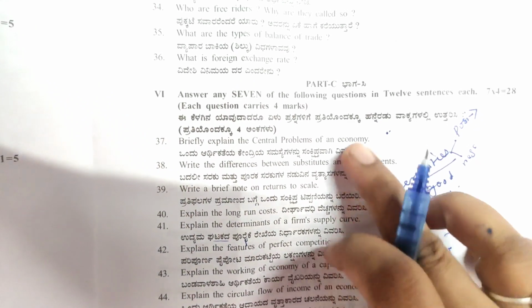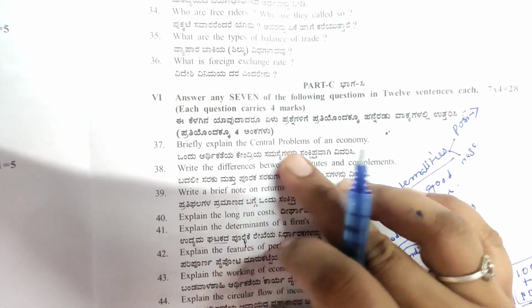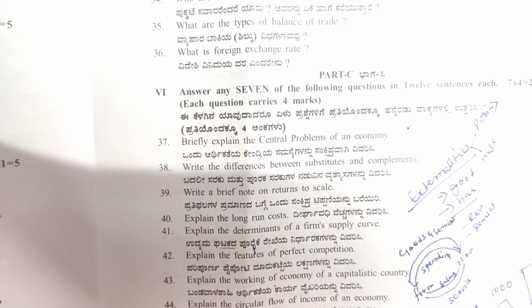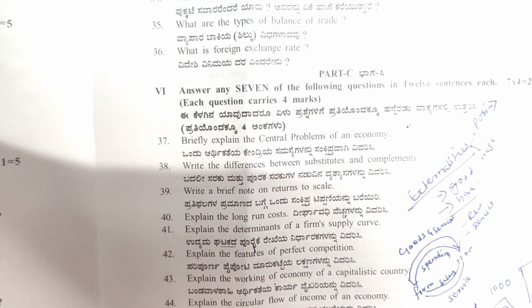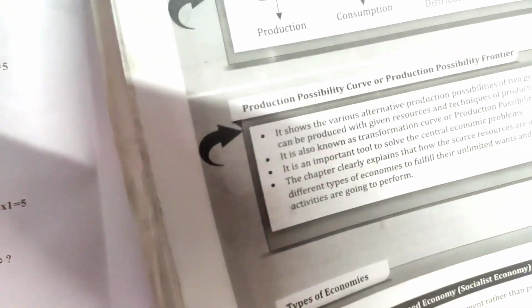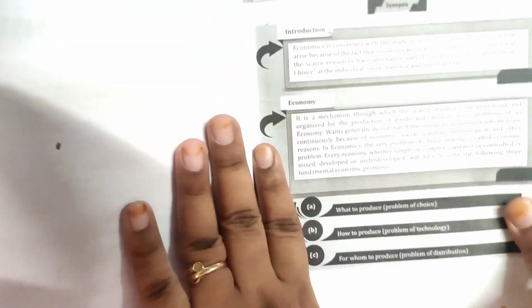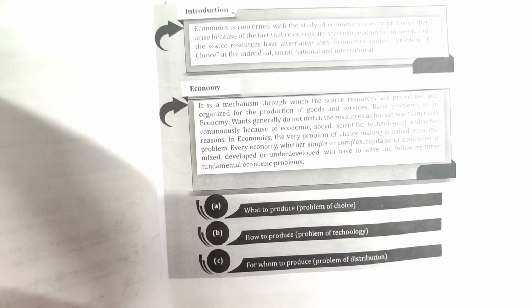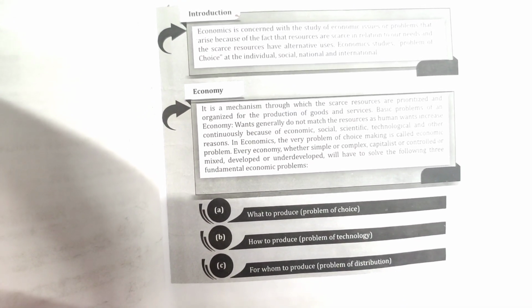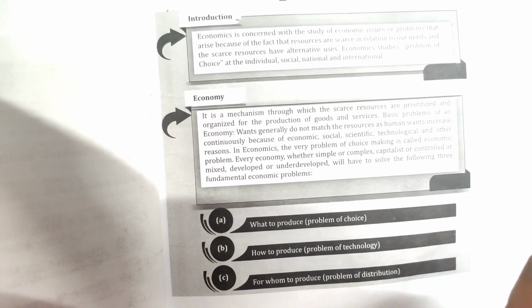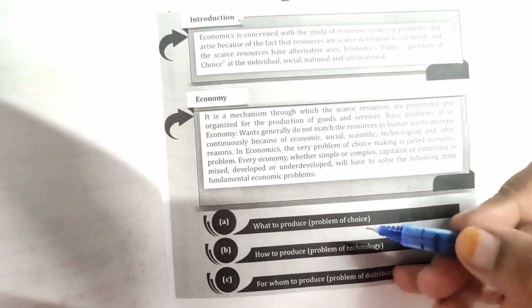Now we'll discuss part C, which is the central problem of the economy. The central problems of the economy are what to produce, how to produce, and for whom to produce. First of all, what to produce discusses the problem of choice. As human wants are unlimited and resources are very scarce, we need to make a choice regarding what to produce.